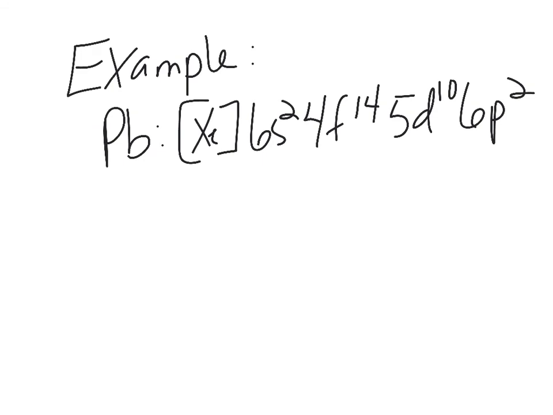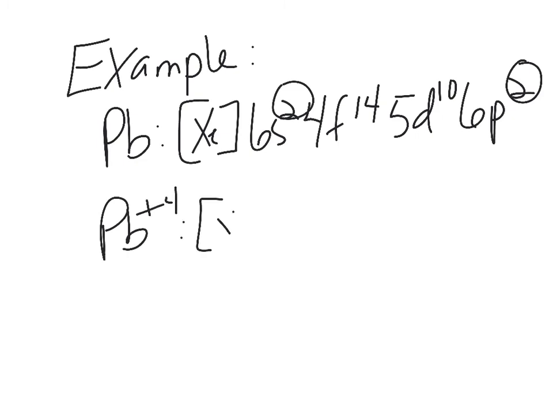For lead, it has an electron configuration of Xe, 6s2, 4f14, 5d10, 6p2. Our normal prediction of its charge would be its 4 valence electrons would be lead +4. And again, a loss of s and p electrons.